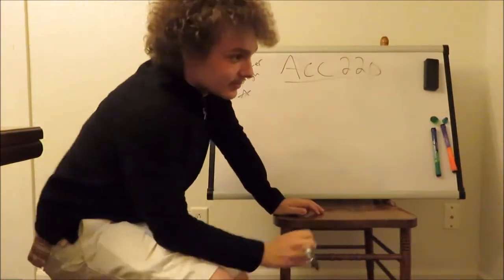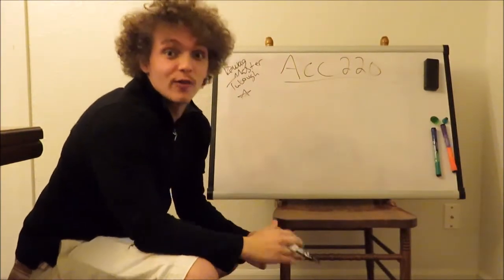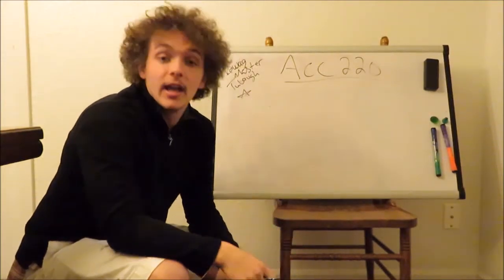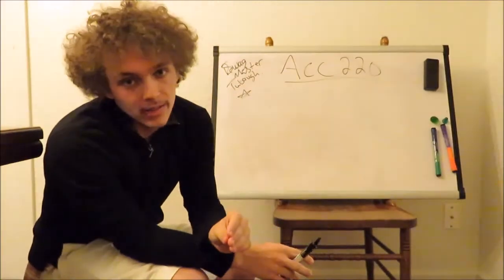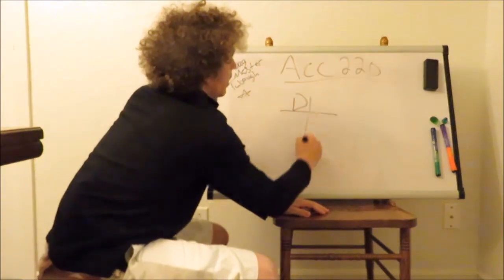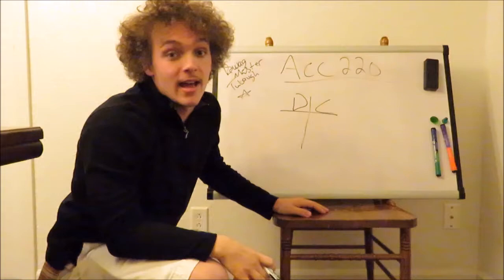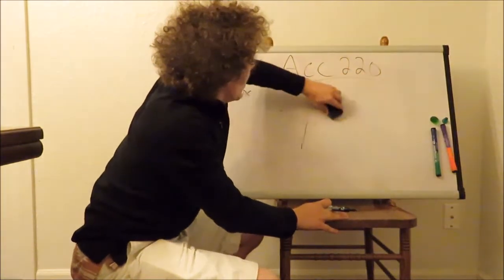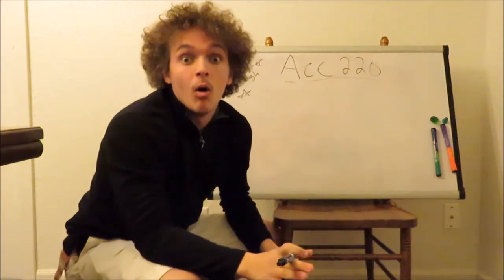See, debits are always on the left, credits are always on the right. So the first thing you're going to have to know is that debits are always on the left and credits are always on the right. Okay, guys, so we're going to do this. Debit, credit. You guys see that? So real quick, I'm going to erase this off. Now I'm going to have you guys tell me.